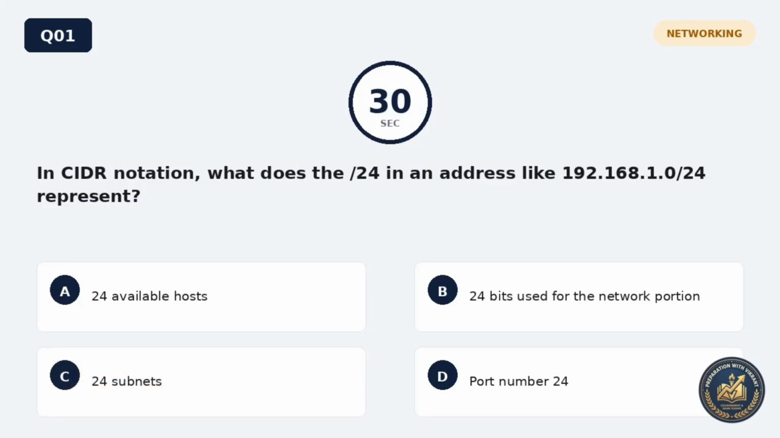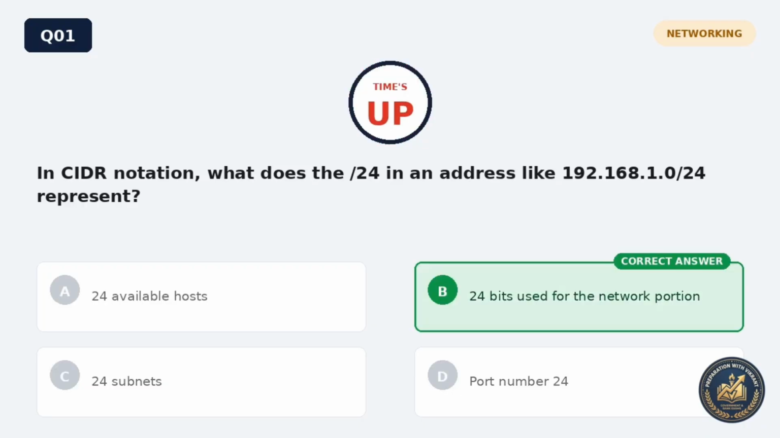Starting with the first question. In CIDR notation, what does the /24 in an address like 192.168.1.0/24 represent? Option A, 24 available hosts. Option B, 24 bits used for network portion. Option C, 24 subnet. And option D, port number 24. So the correct option is option B.